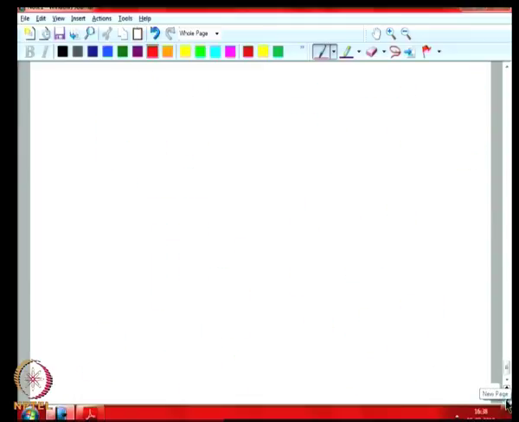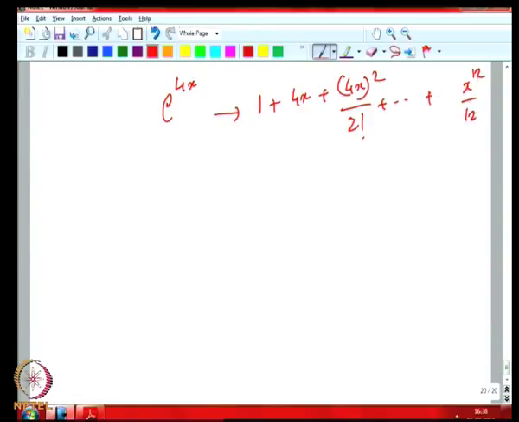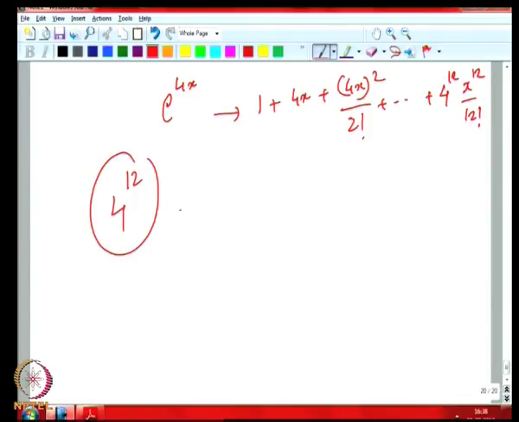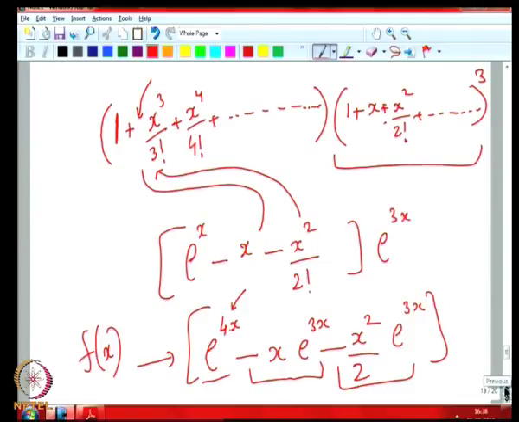For this e raised to 4x, it is easy, we have already seen that, because this will expand to 1 plus 4x plus 4x square by 2 factorial and so on. Now if you want x raised to 12 by 12 factorial, this will be 4 to the power 12, that is coming extra here. So we have to take that 4 to the power 12. This will be the first contribution of this first term, and then this minus x into e raised to 3x, right.